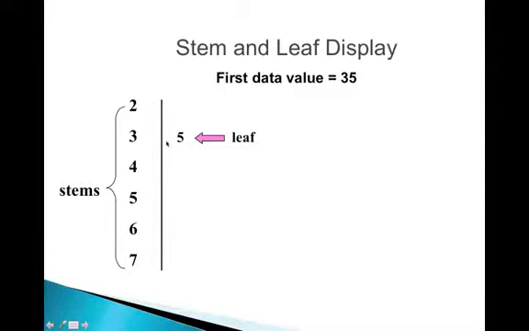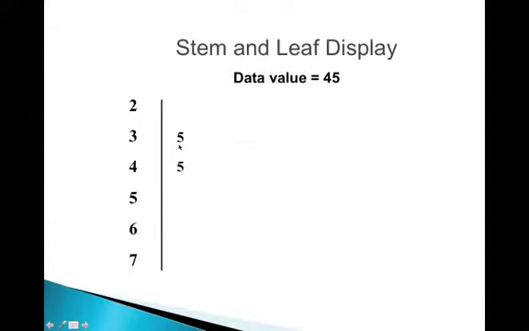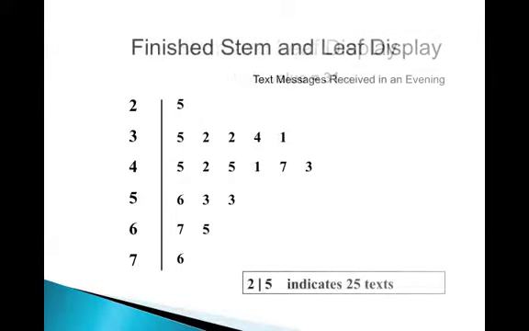And so then you start putting the leaves. You just go through. For our first data value of 35, we put a 5 right here for that leaf. And then the next one is 45, so we put the 5, and so on. So 25, 45, 41, 32, 25, 56, 67, 76, 65, 53, 53, 32, 34, 47, 43, 31.